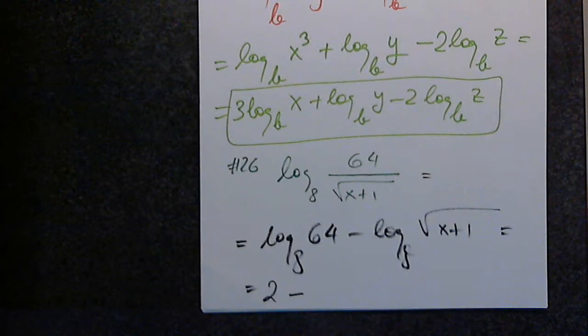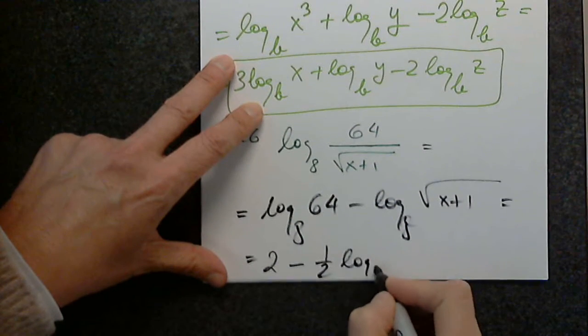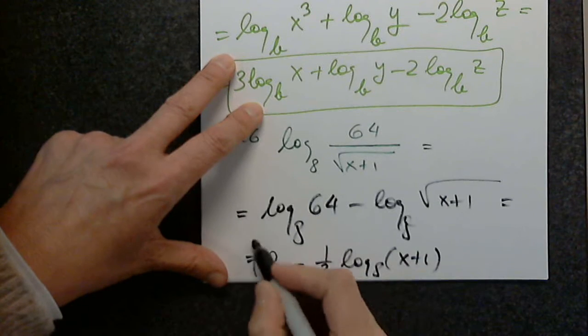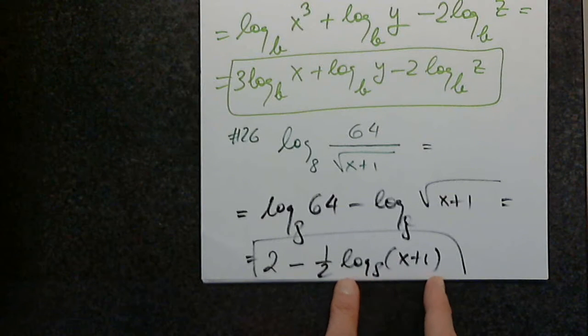Well done. Great job. 2 minus. Now I have to think in terms of the square root. What is the power for the square root? It's 1/2. So minus 1/2 log base 8 of x plus 1. And this is it. No one can further simplify this or expand it. Remember, there is no log of a sum. Do not get into the trap of trying to simplify this.